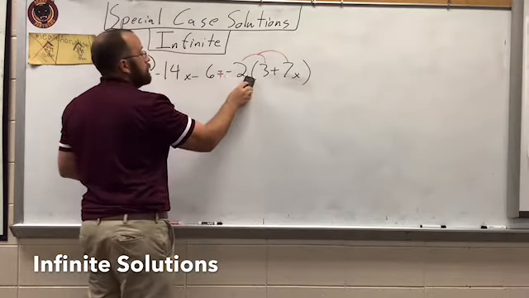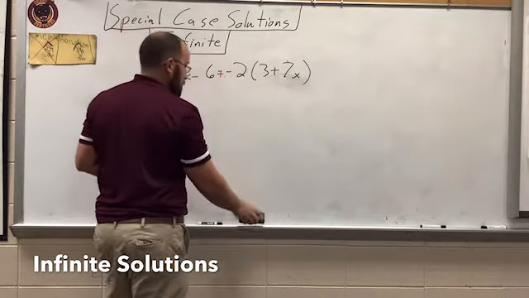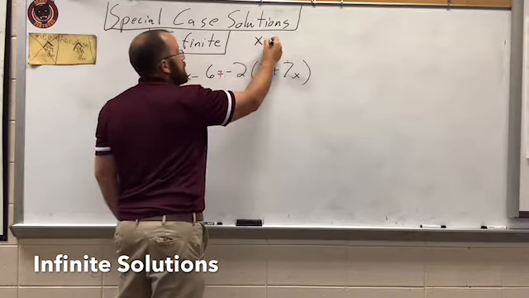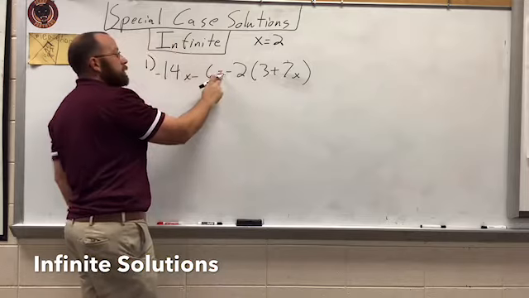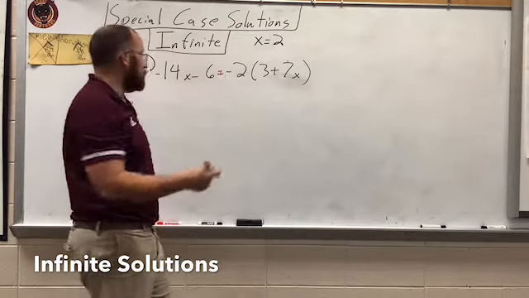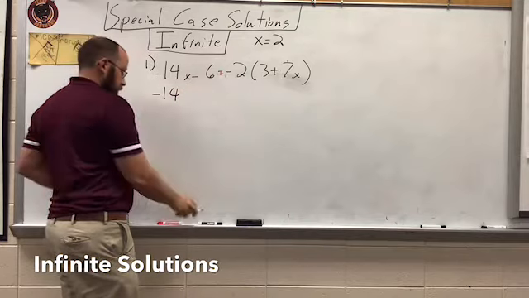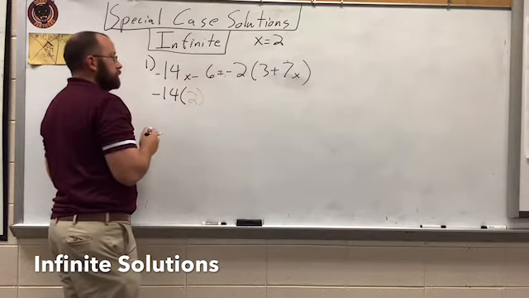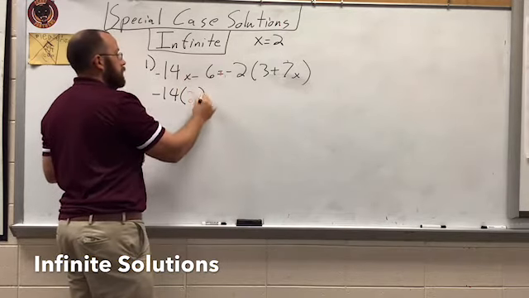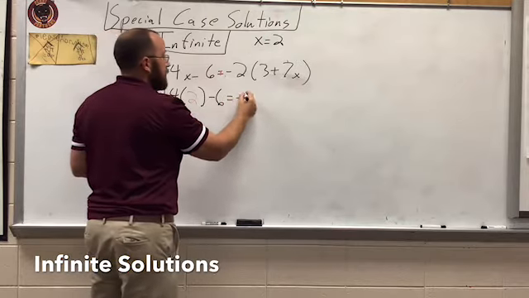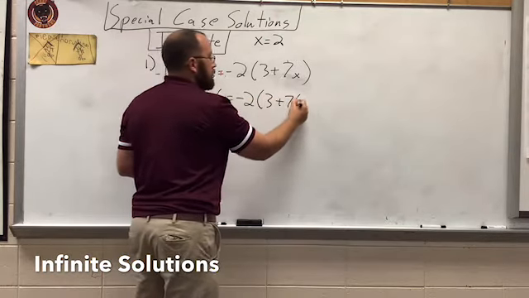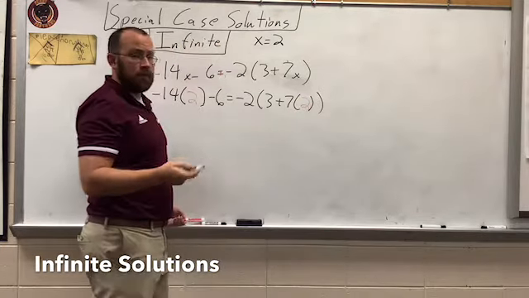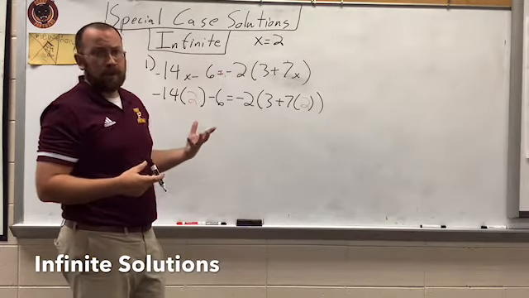So we're going to start over, and I'll do it with 2 numbers. I'll do x equals 2. So all I'm going to do now is plug in 2 where all my x's are. So negative 14, I'm going to do it in red just to show you where they're at, times 2, minus 6 equals negative 2 times 3 plus 7 times 2. So what's going to happen when I solve this? I'm going to get the same number on both sides.